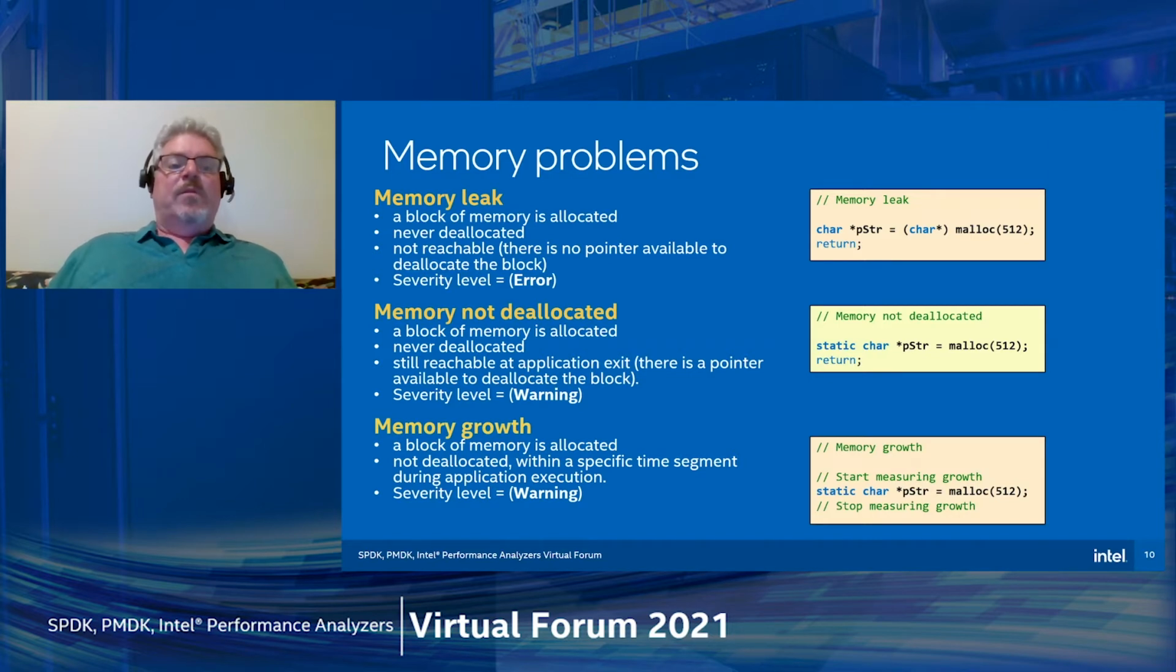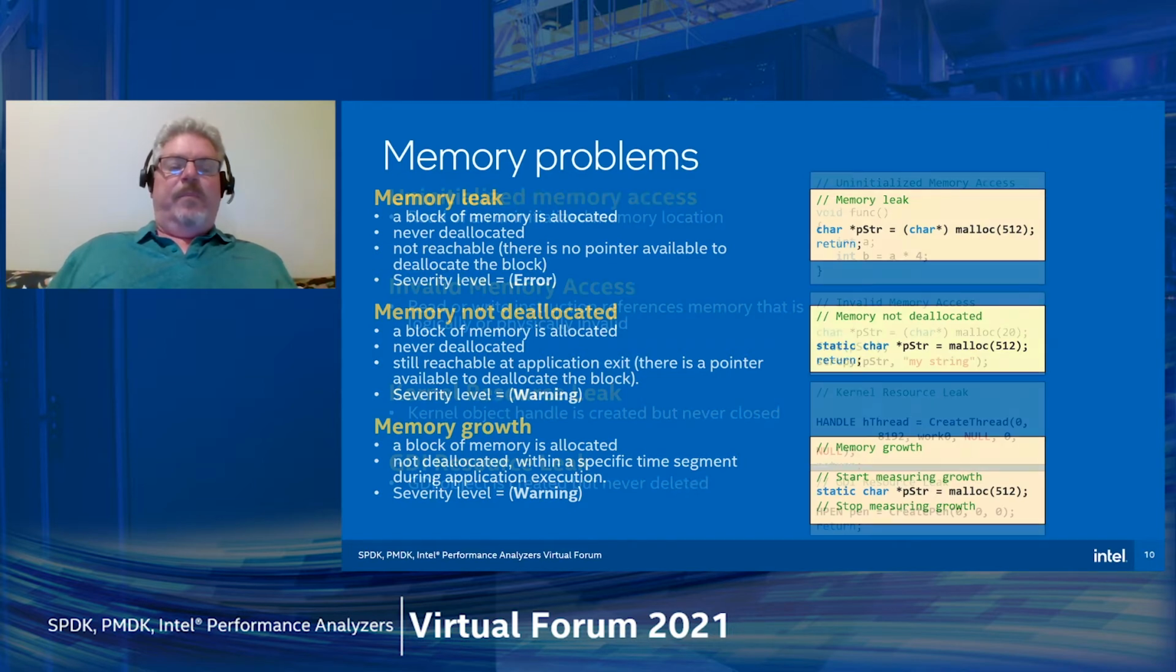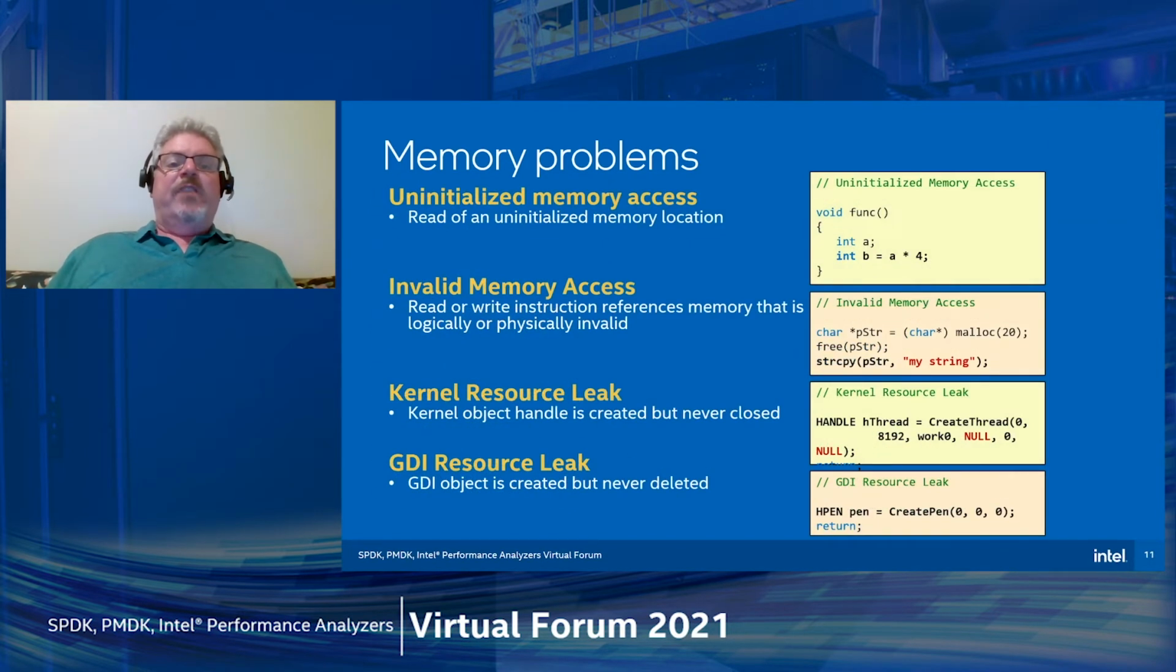The second set of problems is similar to a memory leak, but in this case, a block of memory is allocated. It's never deallocated, but it is still reachable. So there is a pointer to that memory, and you could conceivably eventually free that memory. Third problem is memory growth. In this case, a block of memory is allocated, but is not deallocated within any specific section of your program.